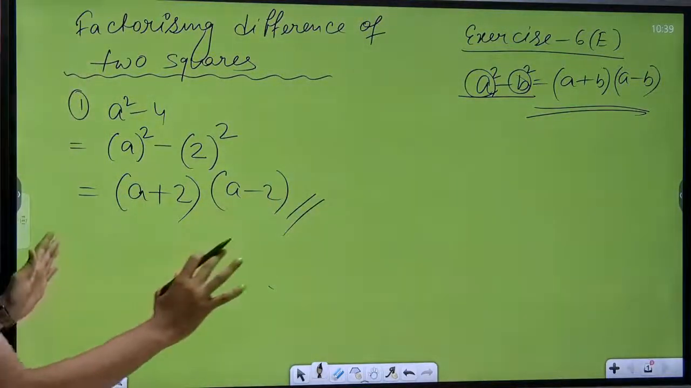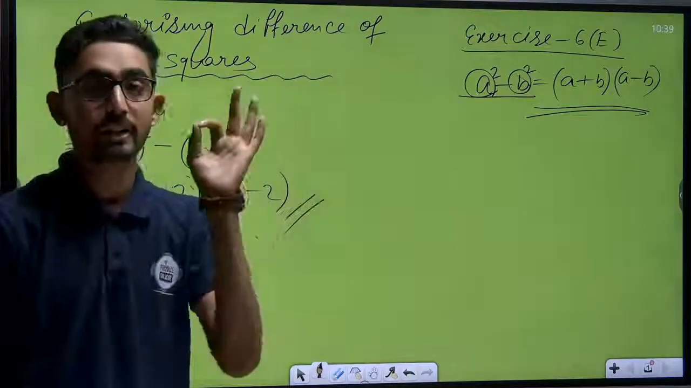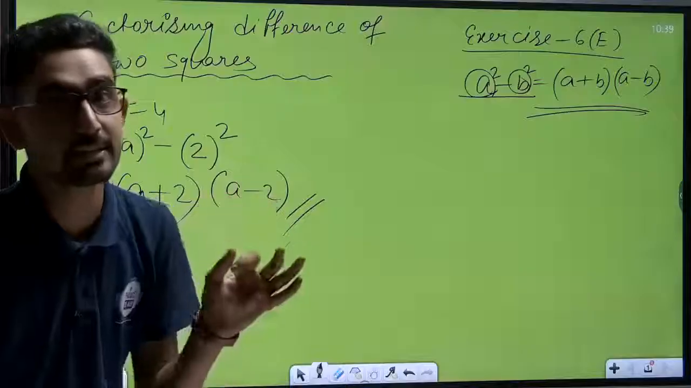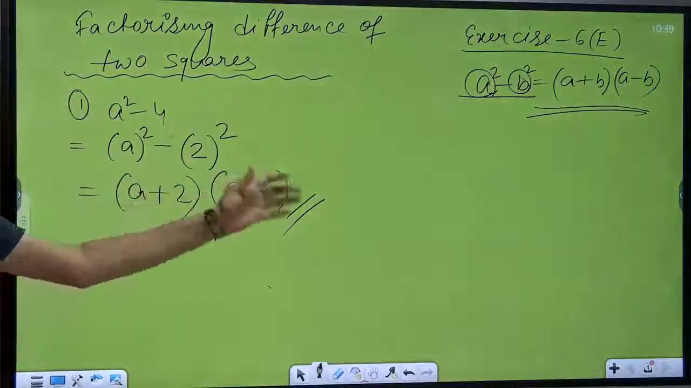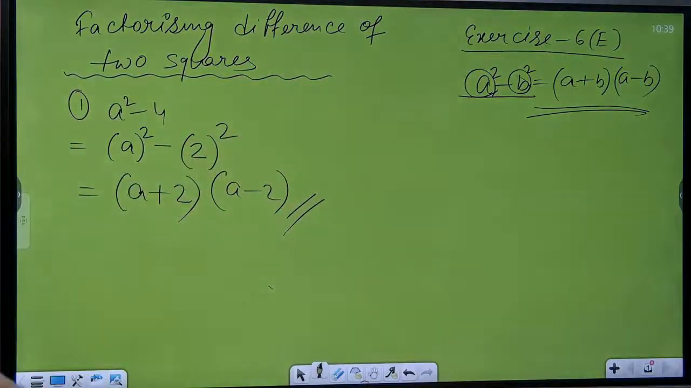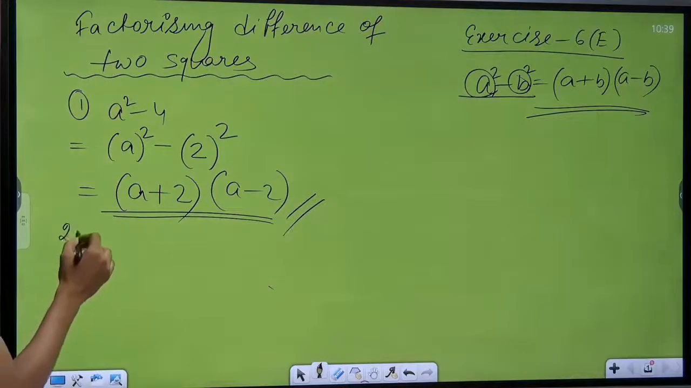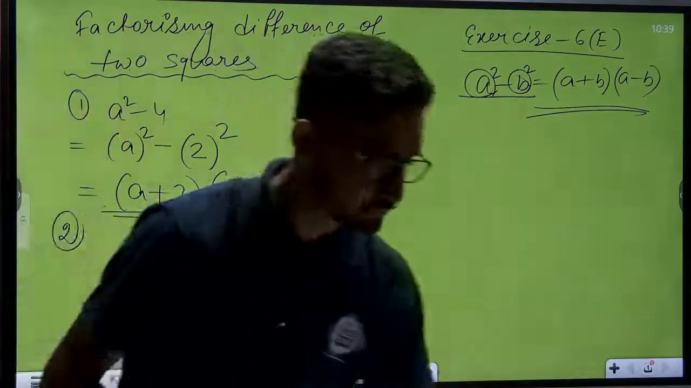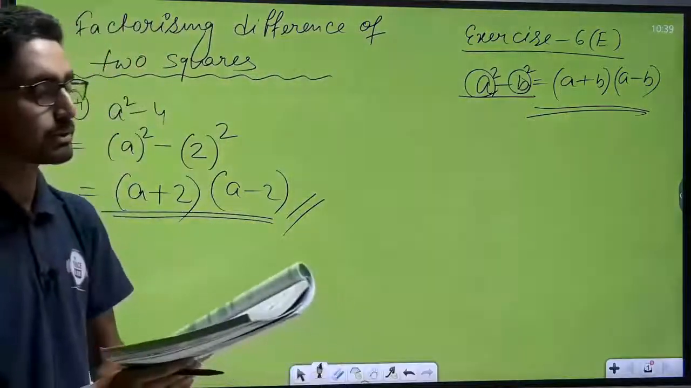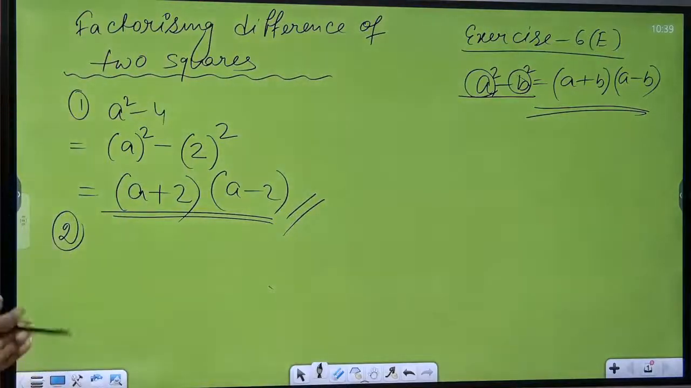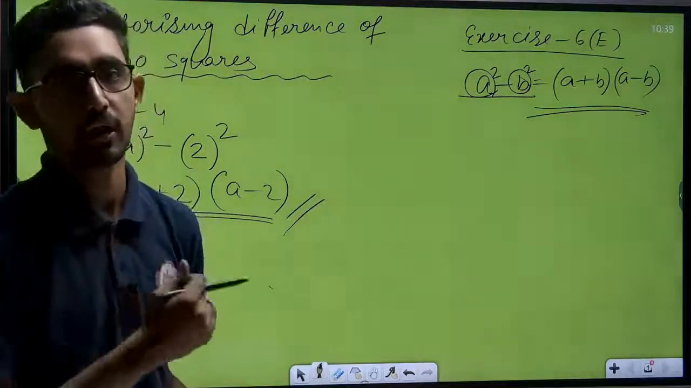So that is the correct answer. Very simple question. First of all, I have to find out what is the value of a and what is the value of b. Then after that, according to the formula, we solve the answer. Okay, so let's see the next question, question number 2. The first 2-3 questions I will solve, and afterwards I will give you questions one by one and you have to solve them yourself.